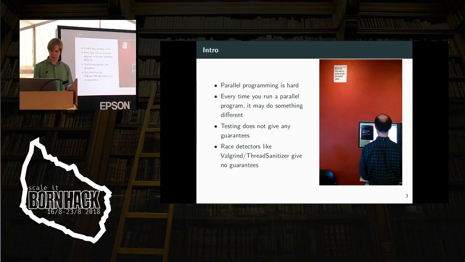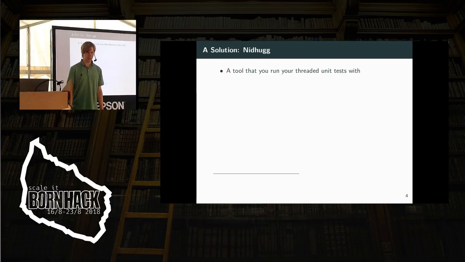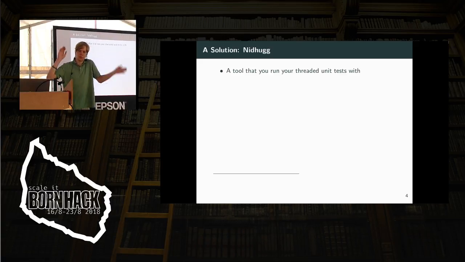But all hope is not lost, because there are tools that can give these types of guarantees. And this is what I'm going to teach you today. So Nidhugg is a tool. It's a program you compile on your computer, and you run your unit tests through it. So you write your unit tests as normal. They have to be unit tests, though. That is, they have to be programs that don't take any additional input. You cannot test interactive programs this way, for example.